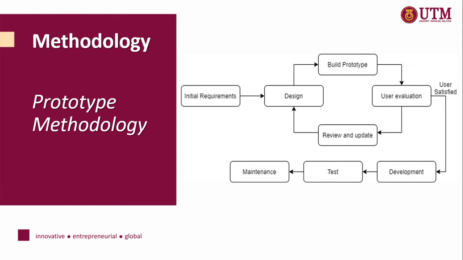This prototype enables the system to be developed in stages that involve 6 essential phases. First, we have the initial requirements. Then it will proceed with the design. After the design, we will build a prototype, and then it will go to the user evaluation. If the user is not satisfied, then it will go to the review and update, and it will be designed again, build a prototype, and also user evaluation again. Once the user is satisfied, then it will go for the development, and then go for the testing and the maintenance.